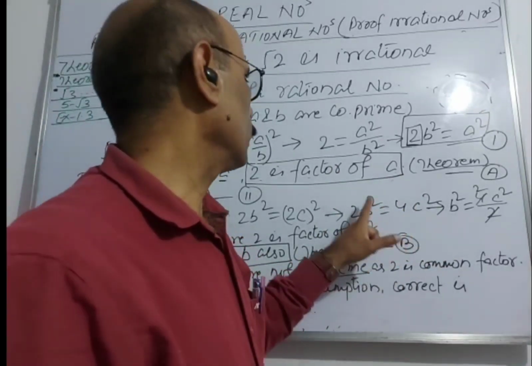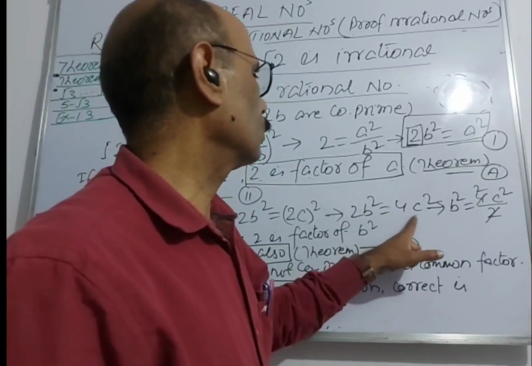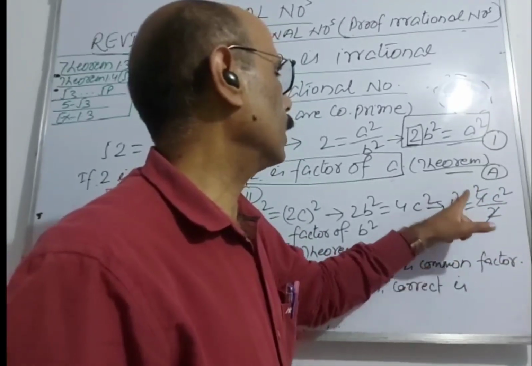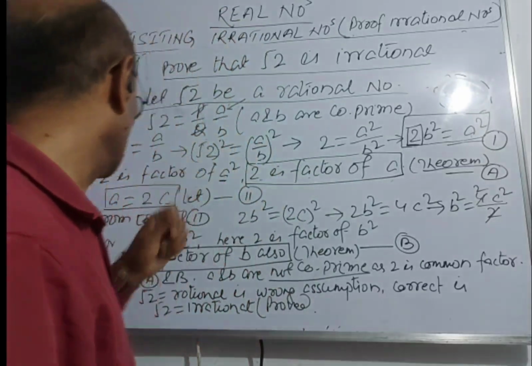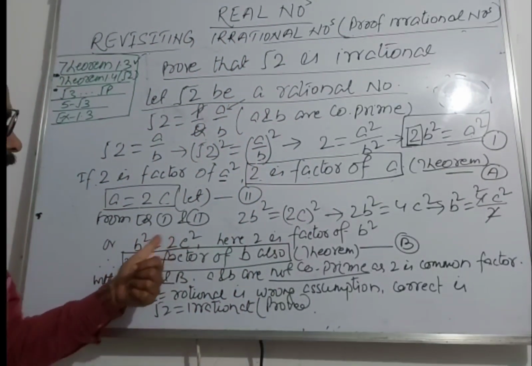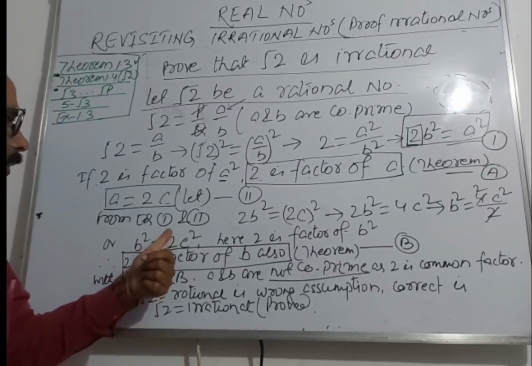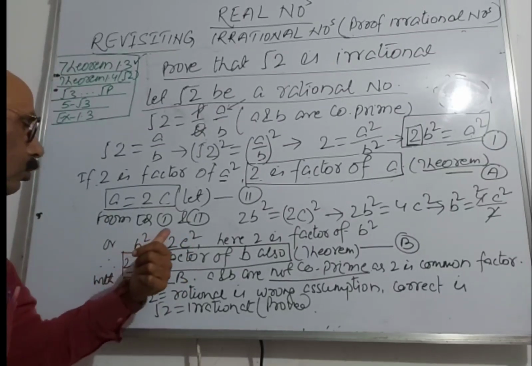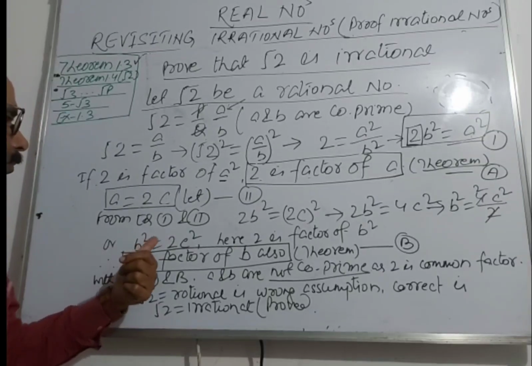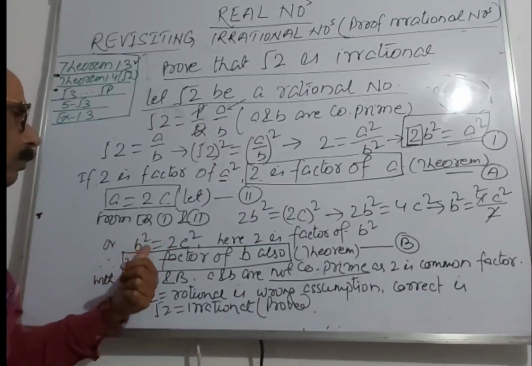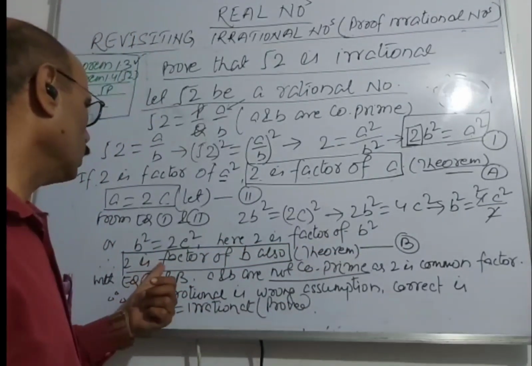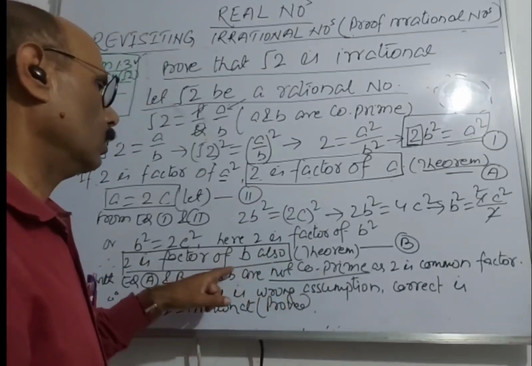And this only B square. 2 will go down, 4C, and cut, that means 2B square is equal to 4C square. So B square is equal to 2C square. Here clearly B square has a factor 2 and C square. That means 2 is a factor of B square, and by that theorem, 2 has to be a factor of B also.